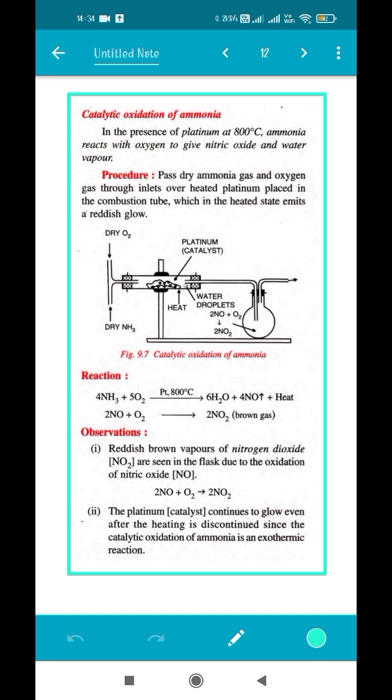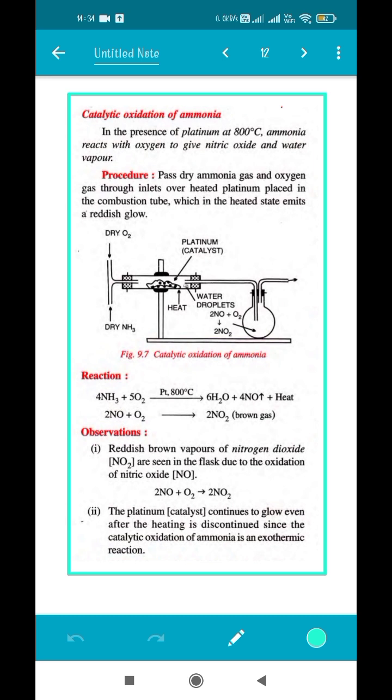We get water, we get nitrogen monoxide in this case. In the previous case we got nitrogen gas, but here we are getting nitrogen monoxide and we are getting heat also. This is again an exothermic reaction. Next, this nitrogen monoxide will react with the leftover oxygen. So we will get nitrogen dioxide.